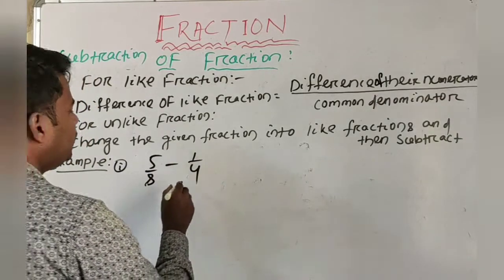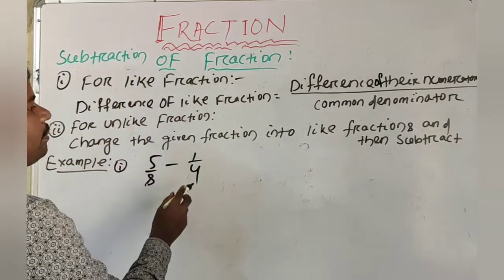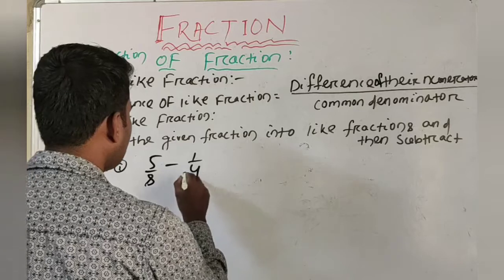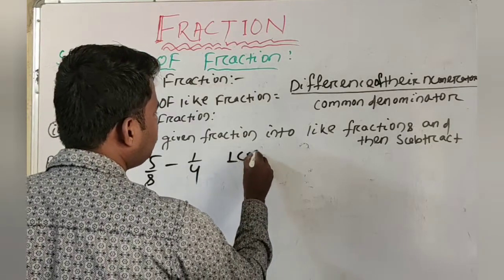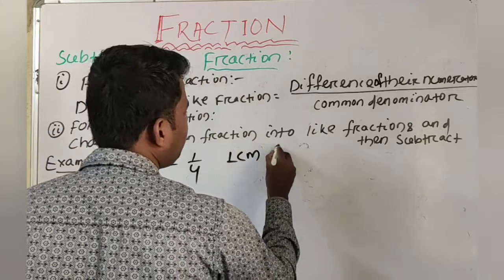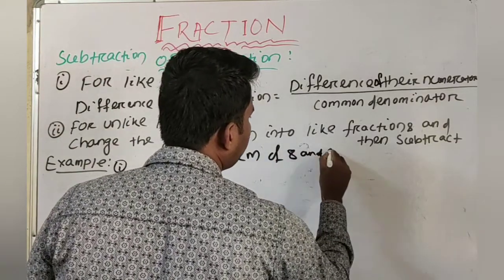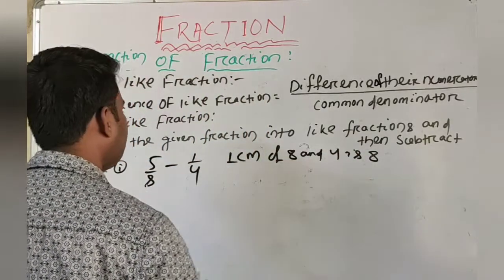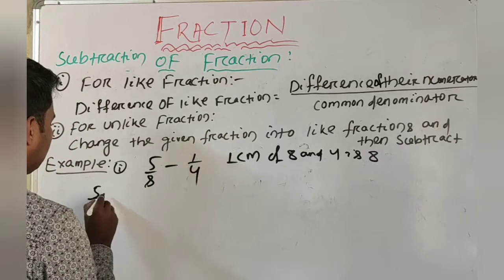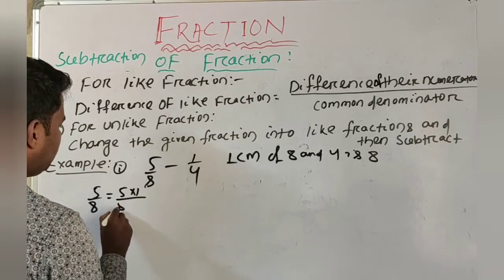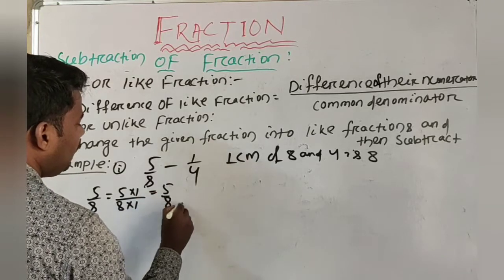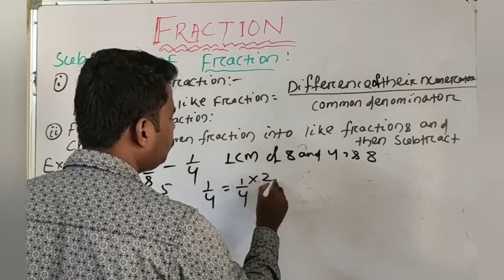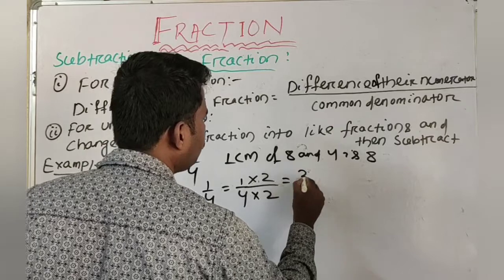Here both have different denominators. So how will you subtract? First we have to convert the given fractions into like fractions with the same denominator and then subtract. So first we have to take the LCM of both denominators. LCM of 8 and 4 is 8 because 4 is a factor of 8, so directly we can write LCM 8. So 5 by 8 we can write 5 into 1 divided by 8 into 1, it will be 5 by 8. And again 1 by 4 we can write 1 into 2, 4 into 2, 2 by 8.